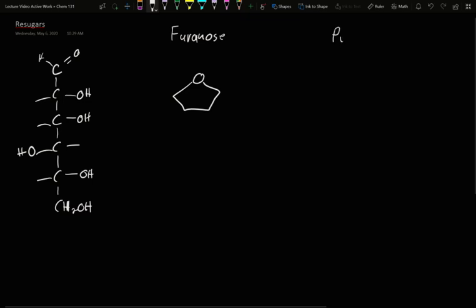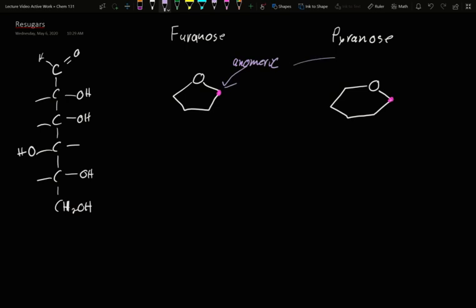There's also a pyranose, which is a 6-atom ring. 5 carbons, 1 oxygen. The vast majority of time when we cyclize a sugar, it takes one of these two forms. Well, that rightmost carbon, this is the anomeric carbon. That is the carbon that was previously where the double bond oxygen was.